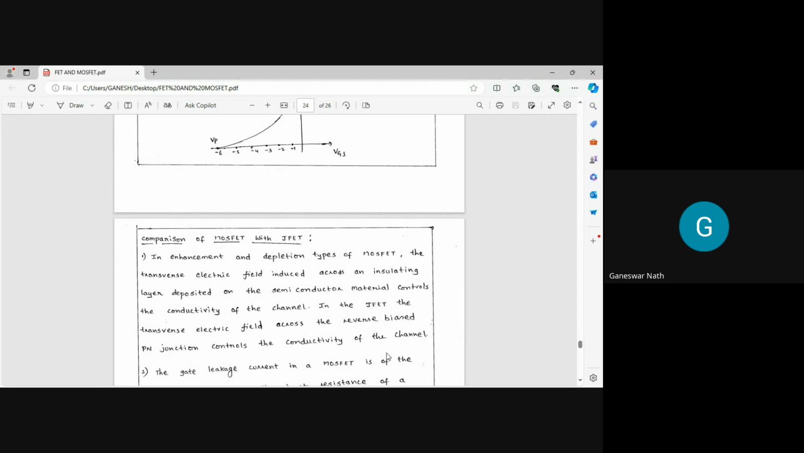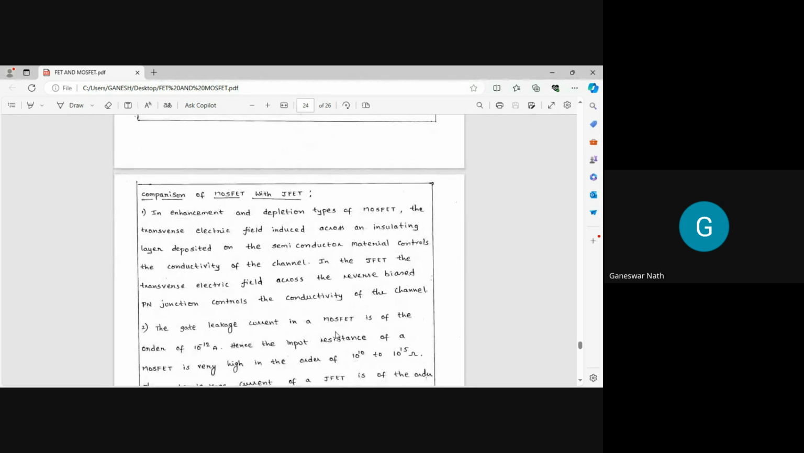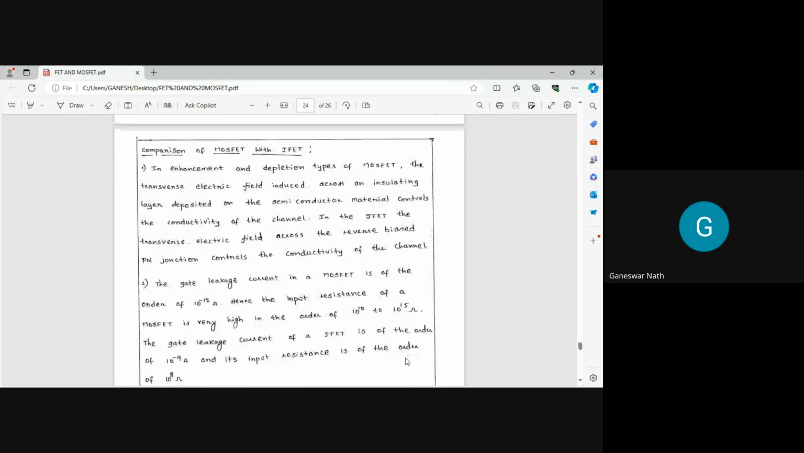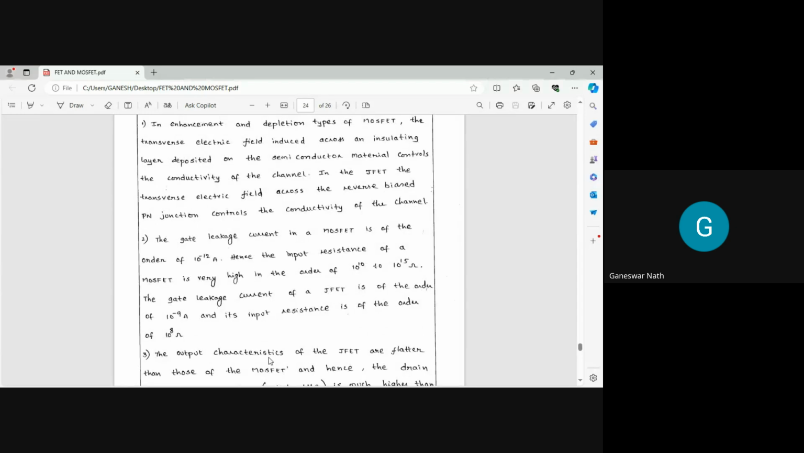Then the gate channel leakage current in a MOSFET is of the order of 10 to the minus 12 ampere. Hence the input resistance of a MOSFET is very high, of the order of 10 to the 15 ohm. The gate leakage current of a JFET is of the order of 10 to the minus 9 ampere, and its input resistance is of the order of 10 to the power 8 ohm.